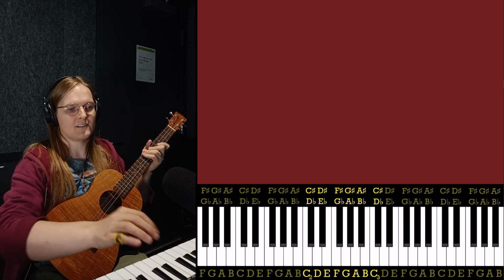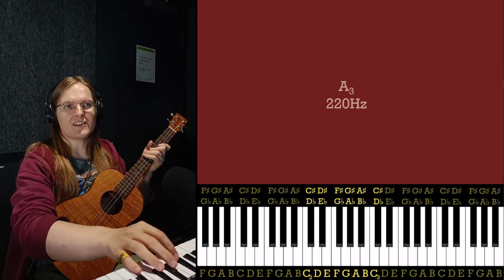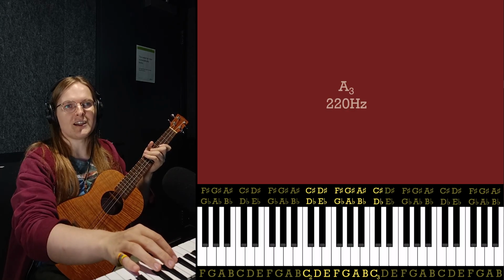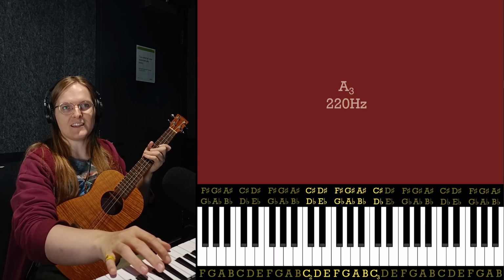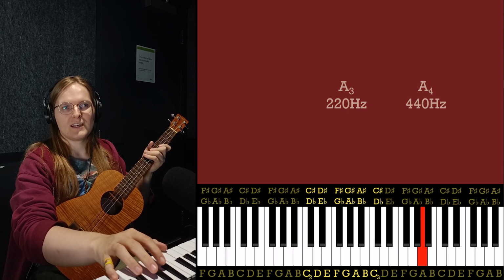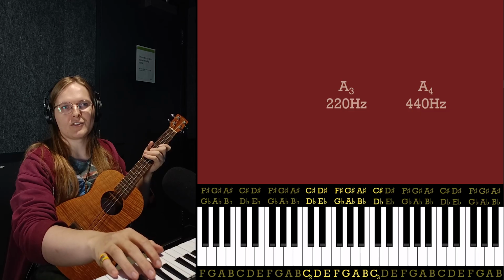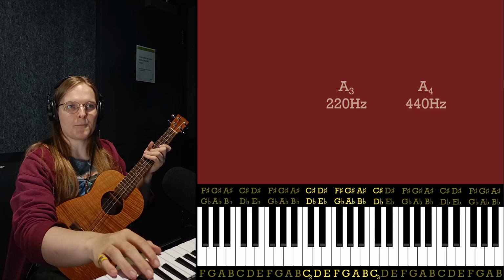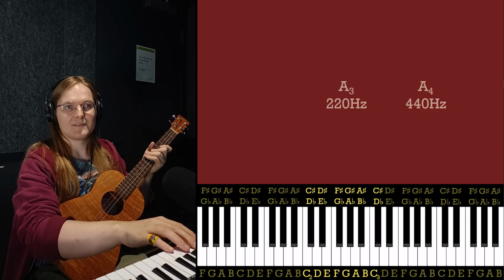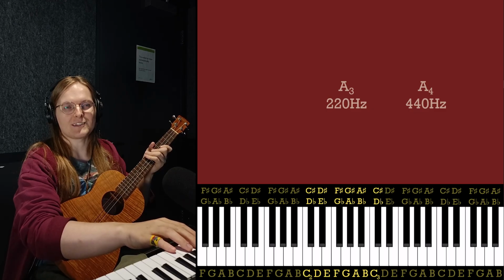This A here, which is A3, is a note that vibrates at 220 times per second, and this next A, which would be A4, is a note that vibrates 440 times per second, so twice as fast. The same is the case for all of these notes, which means that if we go the other way, the A below A3, so A2, is a note that vibrates 110 times per second.